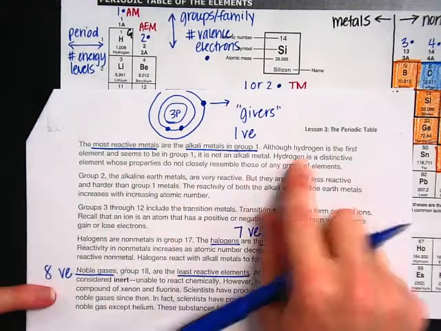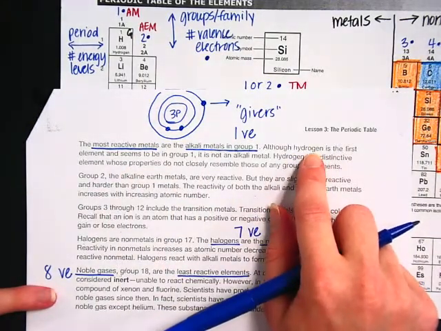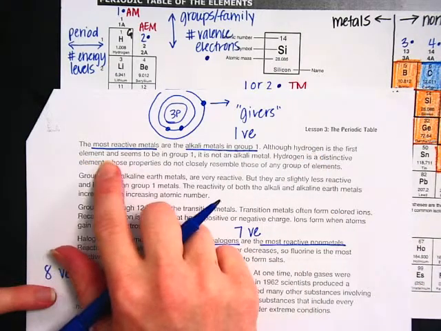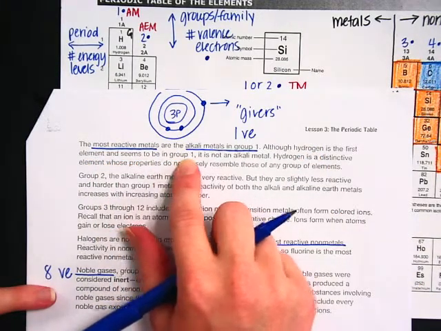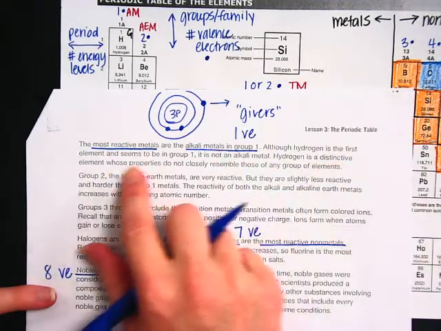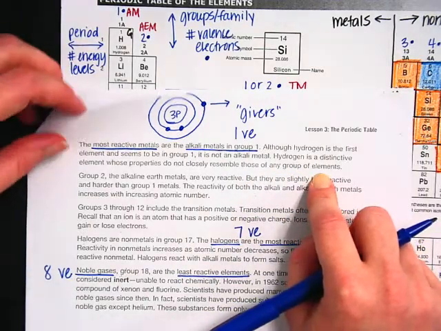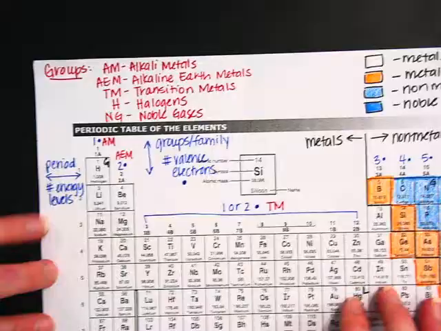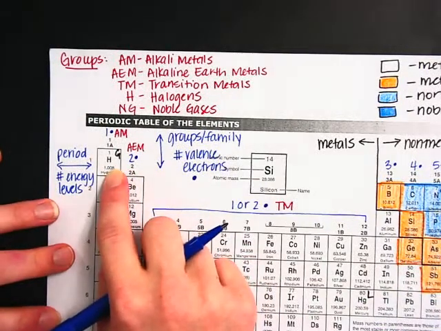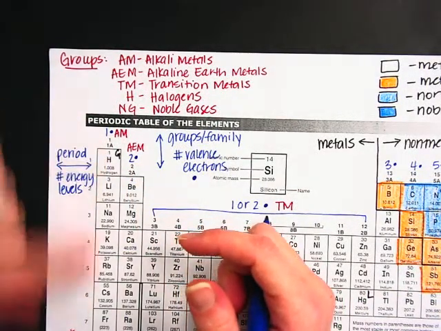Now the rest of paragraph 1 tells us about a specific element that doesn't really follow the rules. It says, although hydrogen is the first element and seems to be in group 1, it is not an alkali metal. Hydrogen is a distinctive element whose properties do not closely resemble those of any group of elements. So back on your periodic table, let's look at hydrogen. They said it is in group 1, but it's not like any of these other elements.